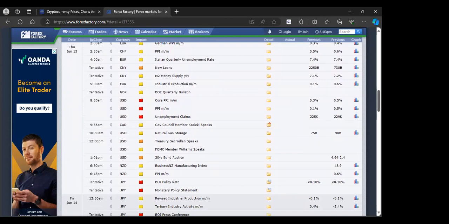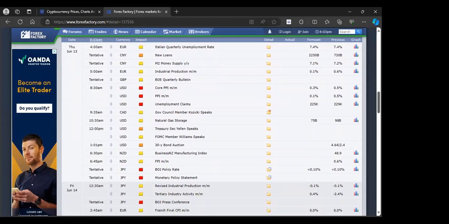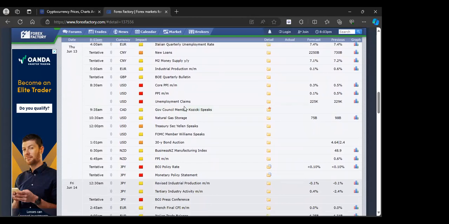So moving on to the news for tomorrow. We do have producer price index, unemployment claims. It'll be interesting to see how these unemployment claim numbers change, since the Fed said that the numbers for jobs were not correct. I would love to see how they get adjusted.